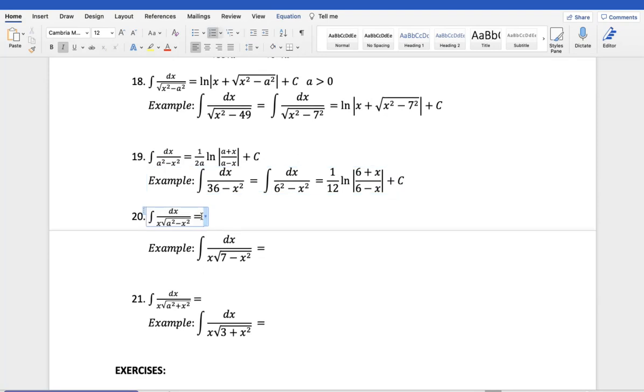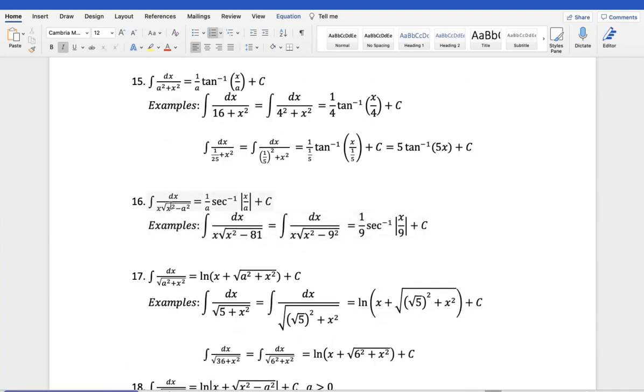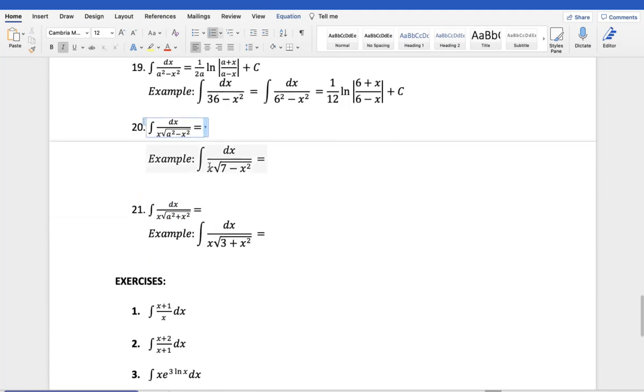The next general form that we look at is the integral of dx over x multiplied by the square root of a squared minus x squared, which again should not be confused with the integral of dx over x multiplied by the square root of x squared minus a squared. So those are two different integrals with two different solutions.